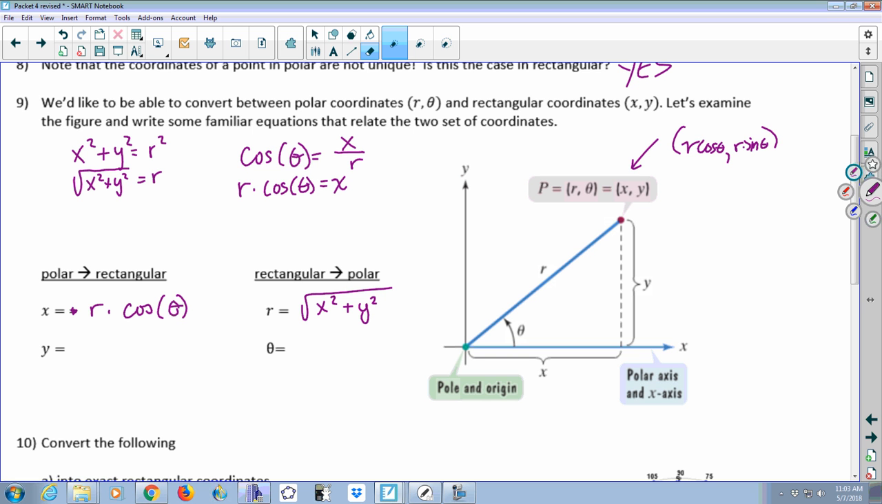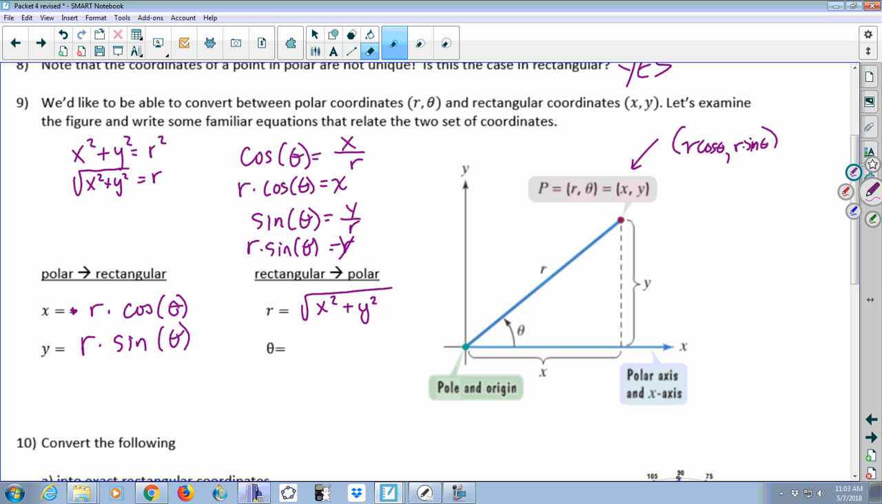All right. What's my other trig function to get my y? Sine theta is y over r. So y is equal to r times sine theta. So those should look very familiar to you because we've seen these before.